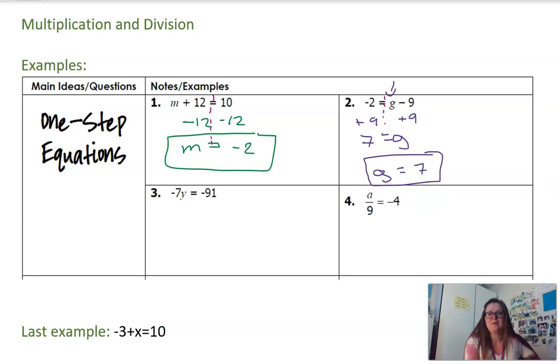And then again, we might want to check. 7 minus 9 is negative 2, so we did it right.